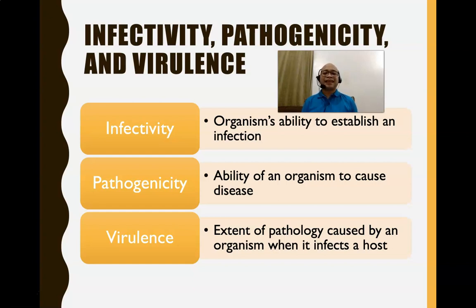Once they have established an infection, the second term that you'd be most interested in is pathogenicity, the ability of an organism to cause disease. Now, why do you think they're able to cause disease? Because some of these microorganisms may have virulence factors within them. Virulence refers to the extent of pathology caused by an organism whenever it infects the human host. That's what you call virulence.